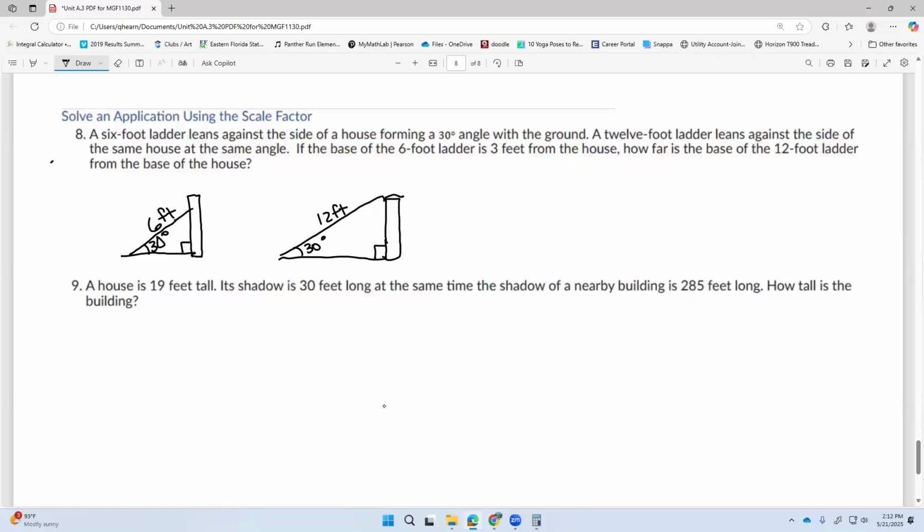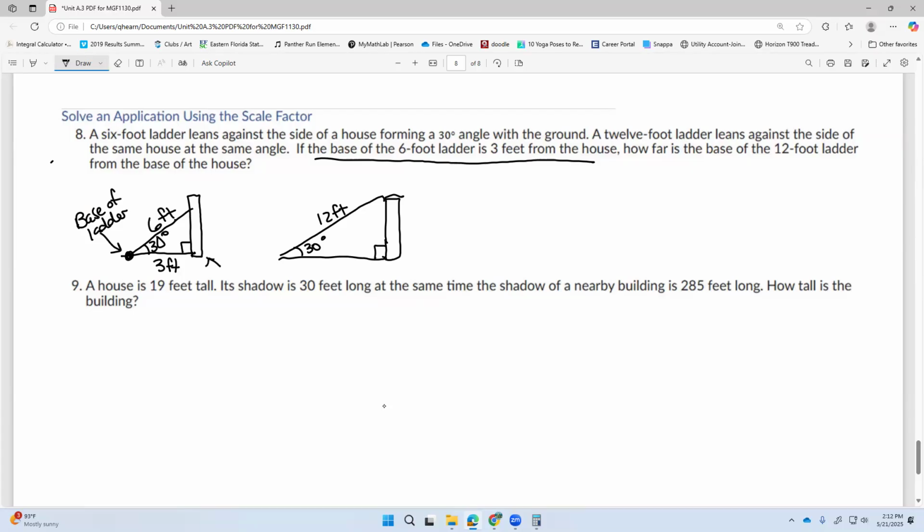We know that the new information is that the base of the 6-foot ladder is 3 feet from the house. So we're going to put 3 feet on our diagram to show this is the base of the ladder.